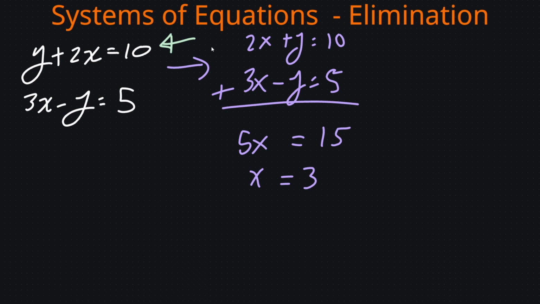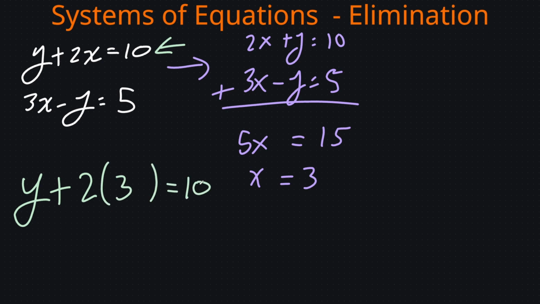And I always recommend going back to the start. You could try either of these as well, but I do strongly recommend going to the original ones to make your life easier. Now, when we do it, we get the following. Y stays the same. Plus stays the same. There's still a 2, but instead of x, I'm going to put parentheses 3, and it's equal to 10.